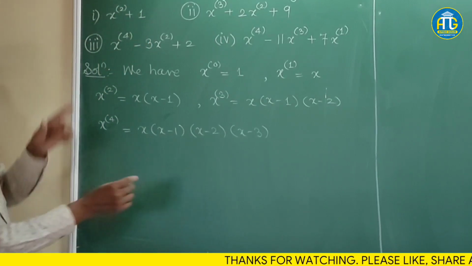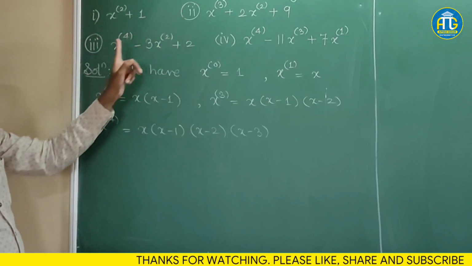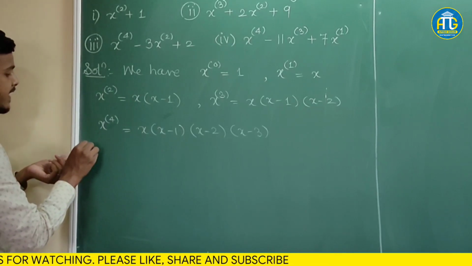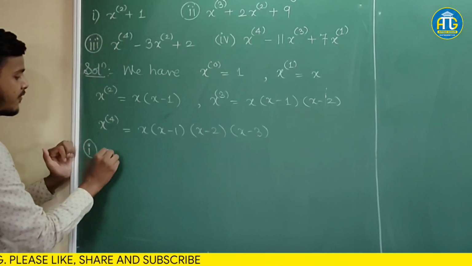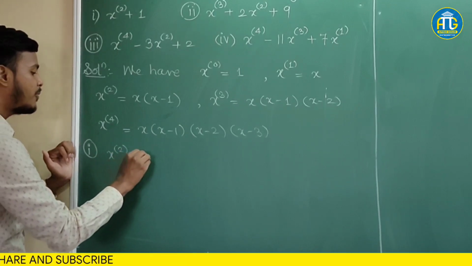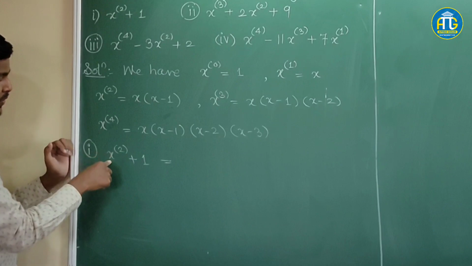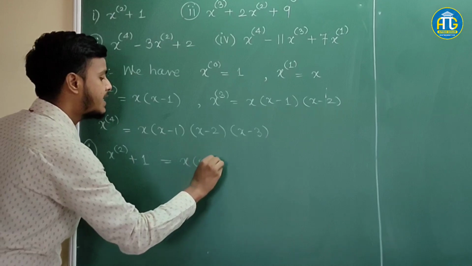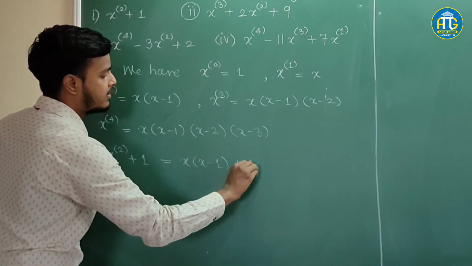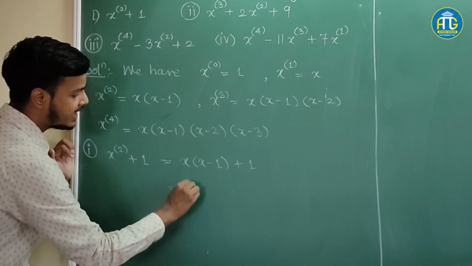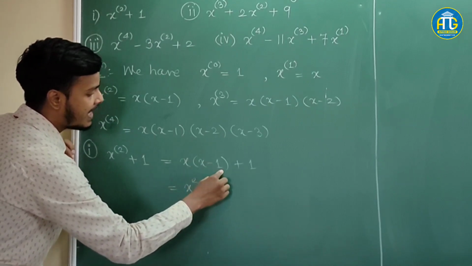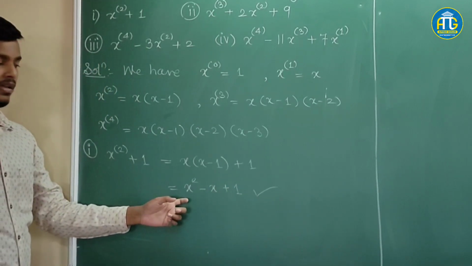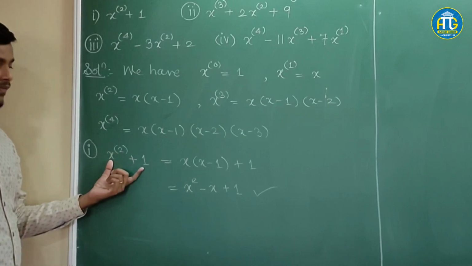Okay, so I will start with the very first, then the second, and out of the third and fourth, I will solve one and you will solve one. So the very first one: we have a polynomial in factorial notation as this. You can write x raised to the power 2 factorial as x into x minus 1, plus 1. Solve this, and you get x into x squared minus x plus 1, and that is a polynomial after converting from factorial notation.